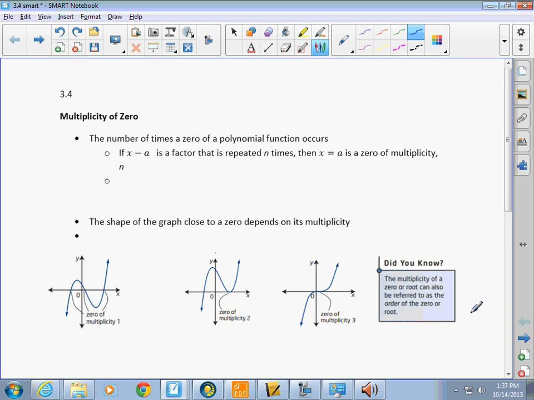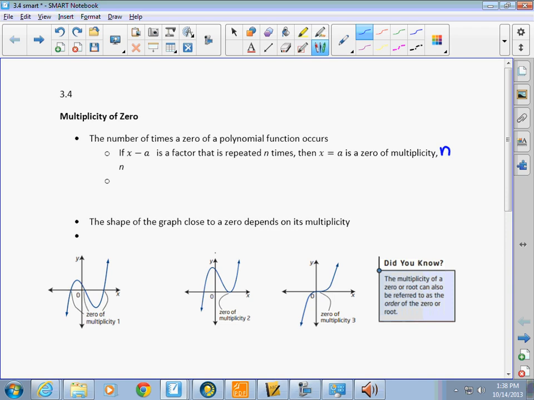And remember, the 0 of a function is just when we find out at what value it crosses the x-axis. So that's when y is equal to 0. So it says if x minus a is a factor that is repeated n times, then x is equal to a is a 0 of multiplicity n. So just from what we learned with the factor theorem, if x minus a is a factor, then that means x equals a is a 0 of multiplicity.